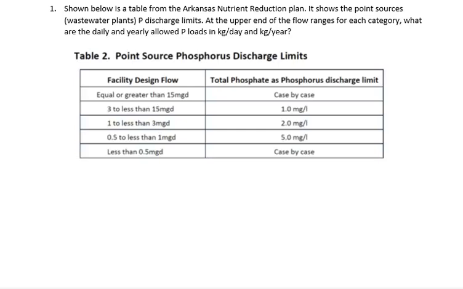Let me talk you through this load calculation exercise. This first one gives the phosphorus discharge limit for wastewater treatment plants, and it gives a flow range, and then for that flow range, what concentration you can put out. And I was curious what kind of mass that gives us.